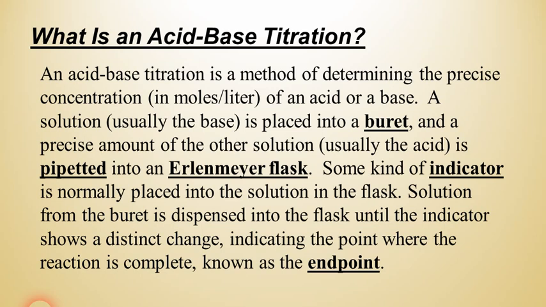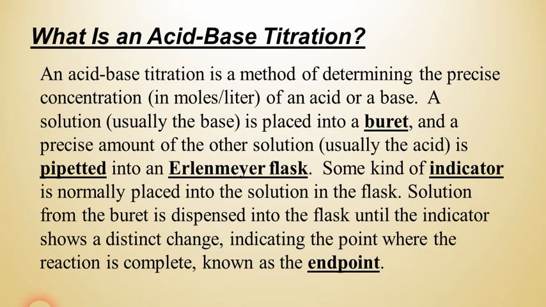Now, this slide basically says what is an acid-base titration. It's one of the easiest methods we use in the lab for determining the concentration of an acid or a base. We use some fairly sophisticated lab equipment. We use a burette, normally to put the base into and to dispense the base, and that burette is used to dispense the base into the acid, which is usually in an Erlenmeyer flask. And we normally use a pipette to dispense the acid into that flask.